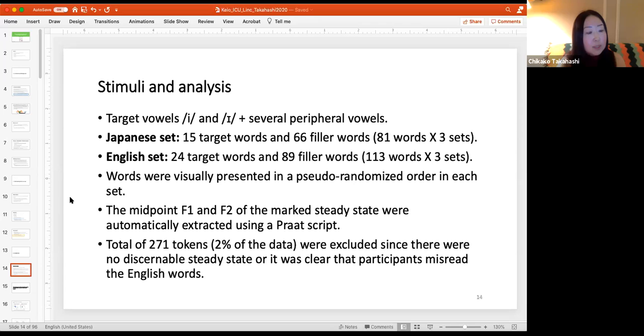They were visually presented in a pseudo-randomized order in each set, and participants were asked to read each word in carrier sentences. The recording was auto-segmented using a forced aligner. The midpoint F1 and F2 of the marked steady state were automatically extracted. Of those, about 2% were excluded since there was either no discernible steady state or it was clear that participants misread the English word.